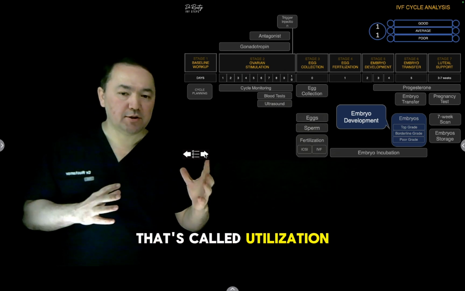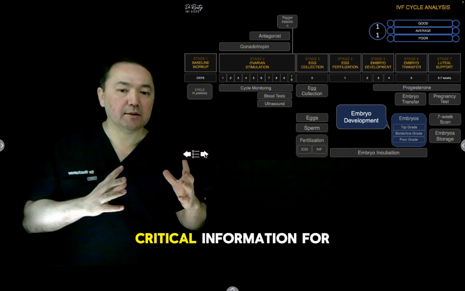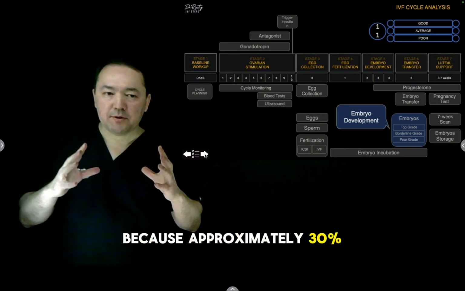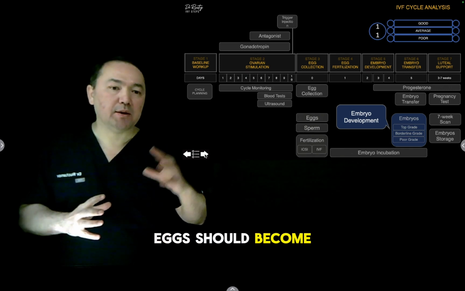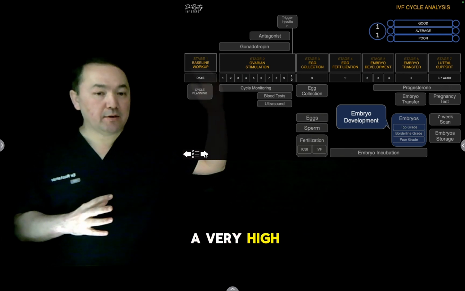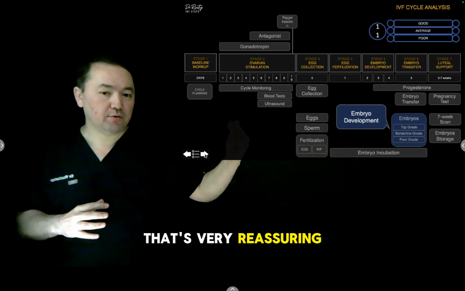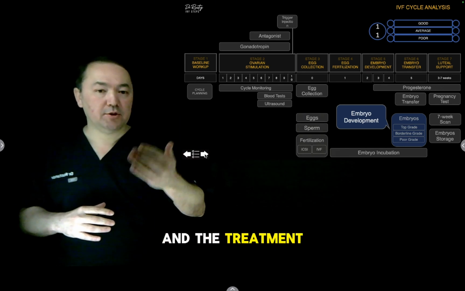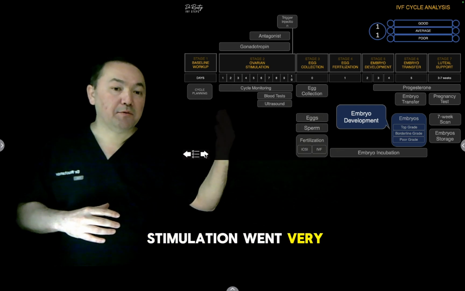That's called utilization rate. That's very important, critical information for you, because approximately 30% of all fertilized eggs should become high-grade embryos. If you had a very high utilization rate, that's very reassuring, which means your egg quality was good, your sperm quality was good, and the stimulation treatment went very well.